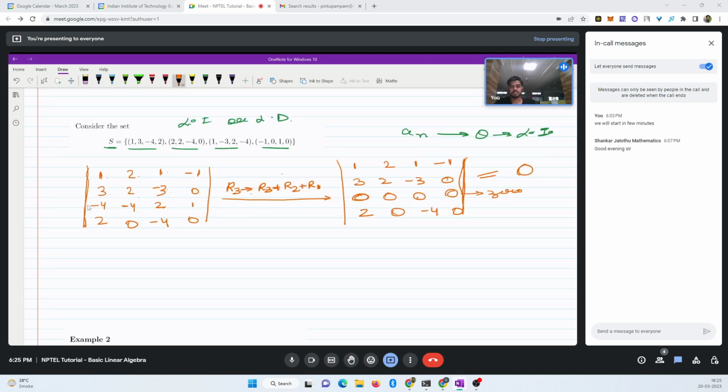So this set of vectors is linearly dependent.